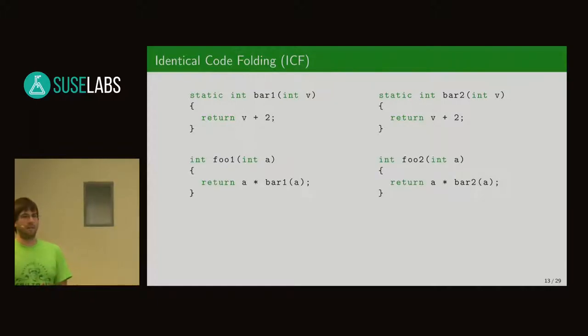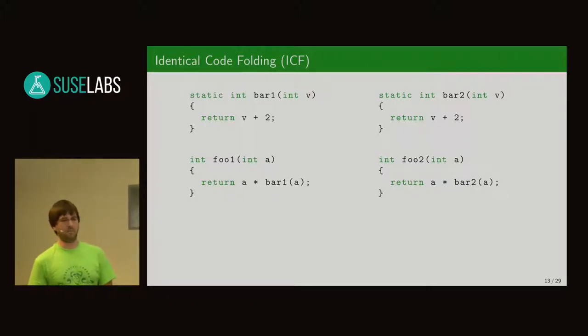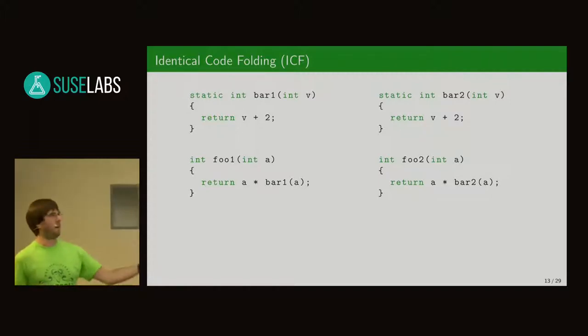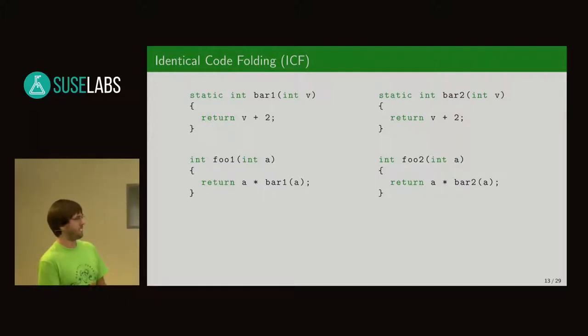Because it is done at the intermediate language level, at the compiler level, where we see the entire call graph, we can also look at functions that are identical if they also call functions that are actually identical. Otherwise, they wouldn't be. In this example, foo1 and foo2 do the same things, but they call two different functions. But if those two different functions are identical, then foo1 and foo2 are identical as well, semantically, and could be merged. And so that is being done.